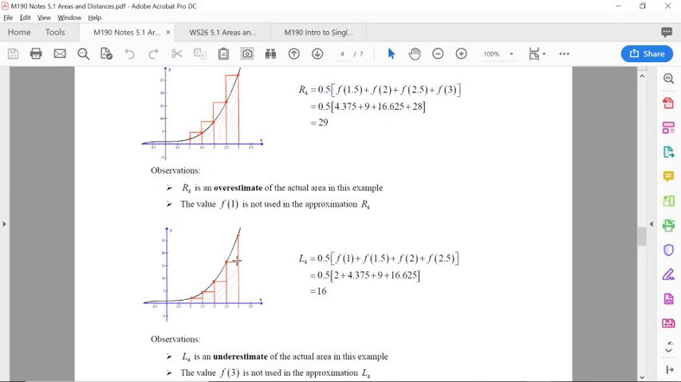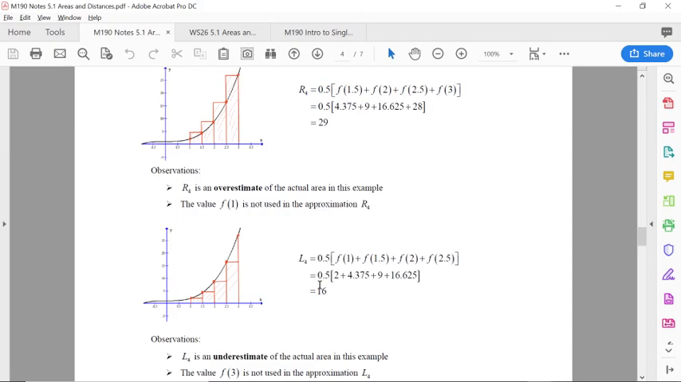And looking at the picture here, is this an overestimate or an underestimate? By the left endpoint rule, with an increasing function, we have an underestimate. And that underestimate is 16. Well, now guess what? The actual area under the curve, if we could get it exact, has now been bounded. The actual area is less than 29, but more than 16.